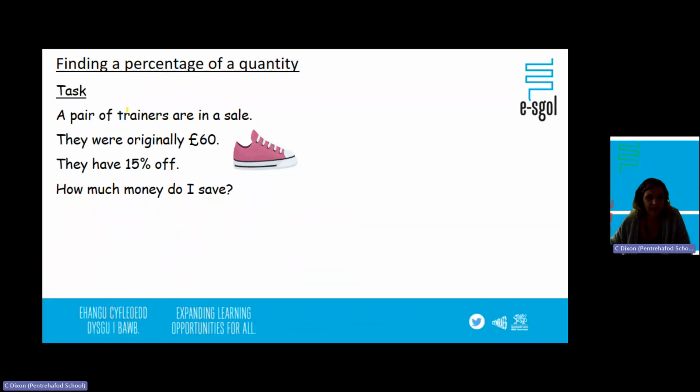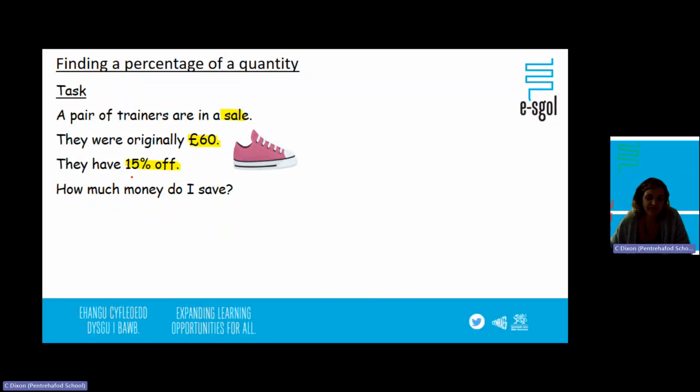So we have a pair of trainers are in a sale. So a sale means that there's obviously going to be a reduction, isn't it? The price is going to go down. Okay, so they were originally £60. They have 15% off. How much money do I save? Okay. So there is a percentage and obviously a number, a quantity in here that we need to work with.